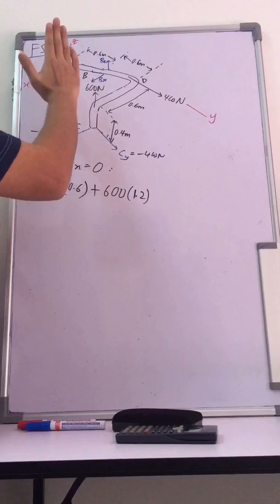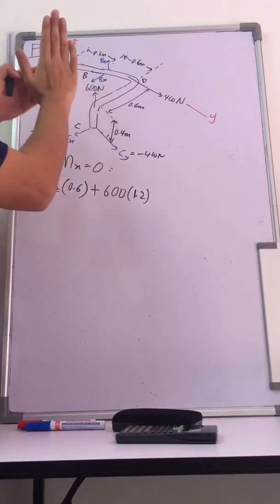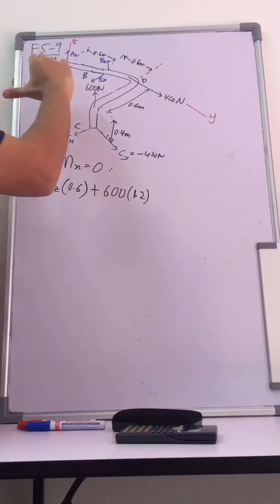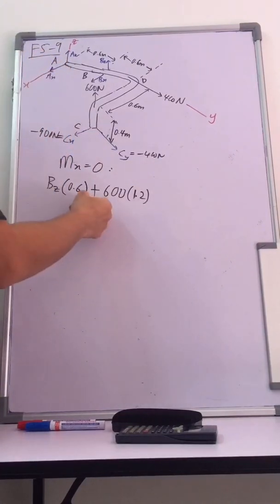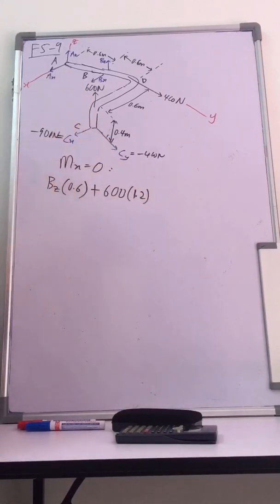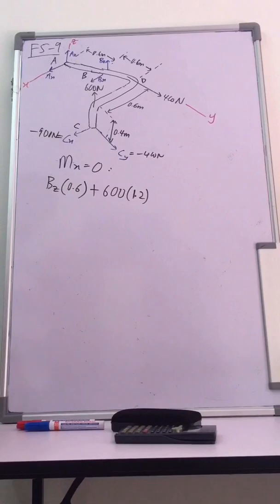Alright, try again. 600 Newton going upwards, the force, this is the perpendicular arm, curl, and then you get this direction. So this direction is positive x, positive moment, load is 600, the arm is 0.2. Okay, so the other two forces, Cx and Cy.